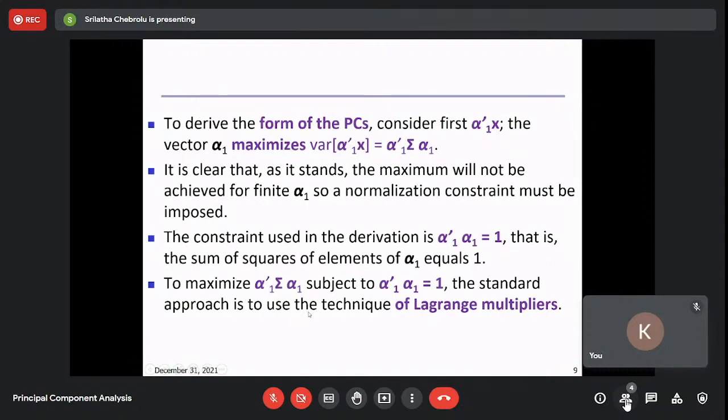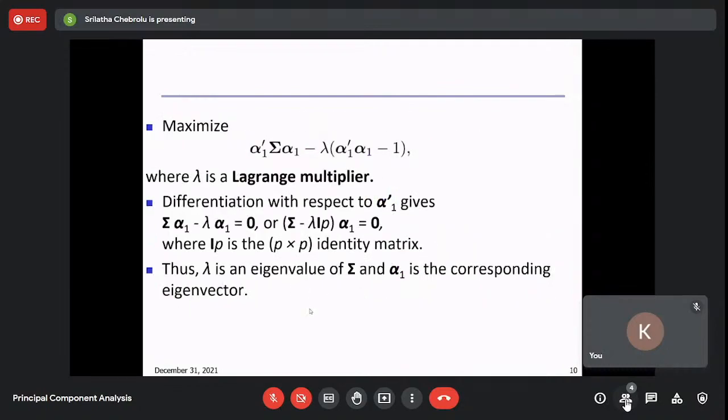Now, finding the first PC has been transformed into an optimization problem. Our objective is to maximize the variance subject to the normalization constraint. So using Lagrangian multipliers, we are solving this optimization problem. This expression has to be maximized, and this is the constraint.